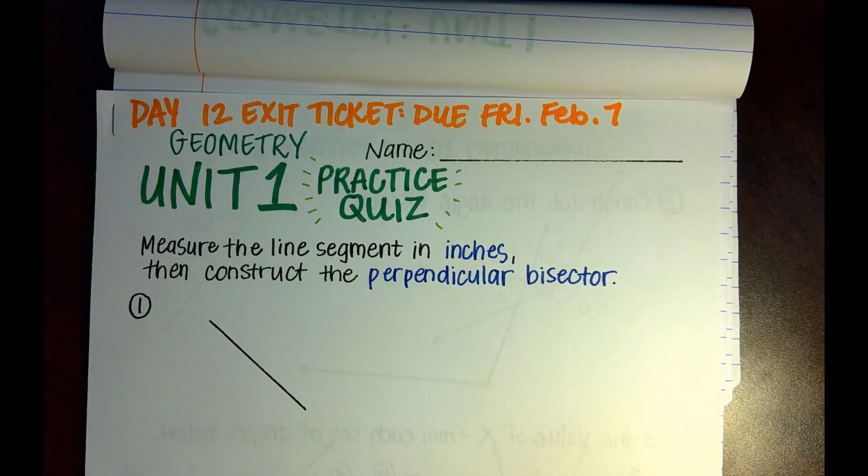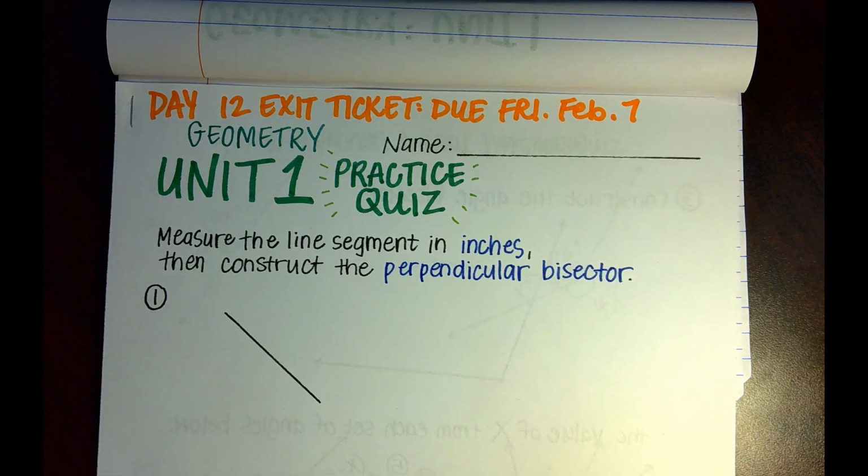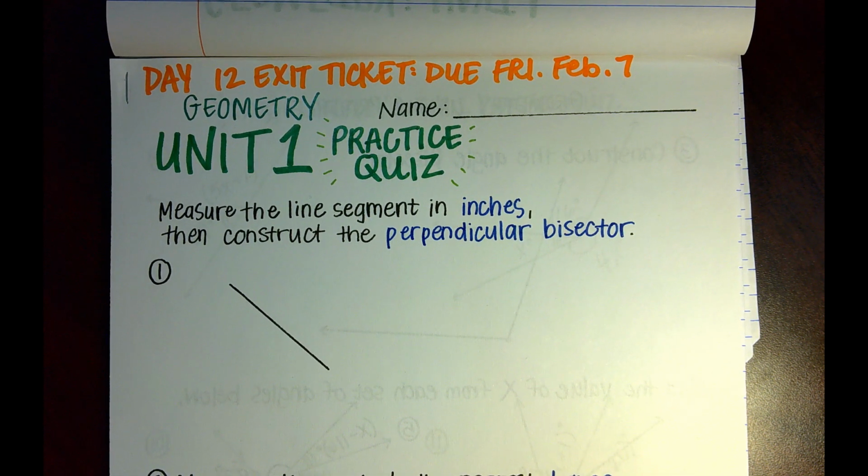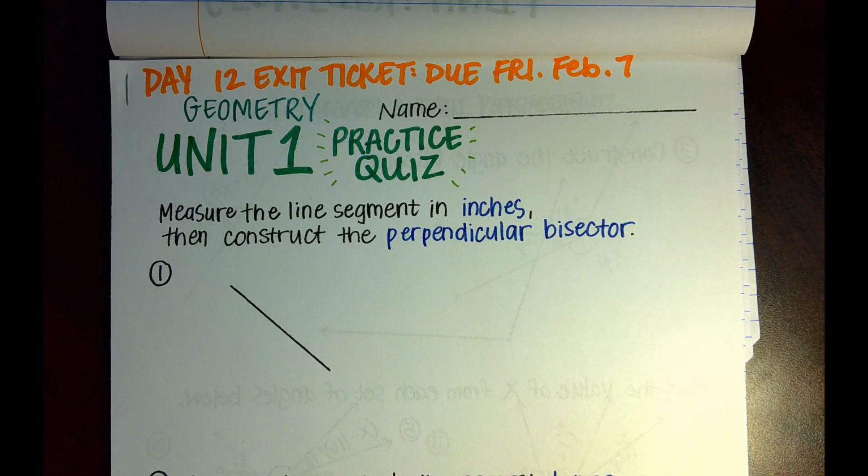Day 12 of geometry. It is the 4th week. That means we're halfway done with geometry. Like, that's insane. So, well, almost halfway. We are 3/8 of the way done, officially.